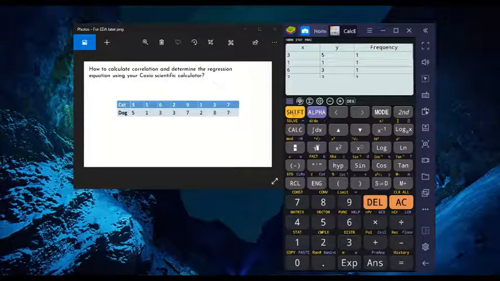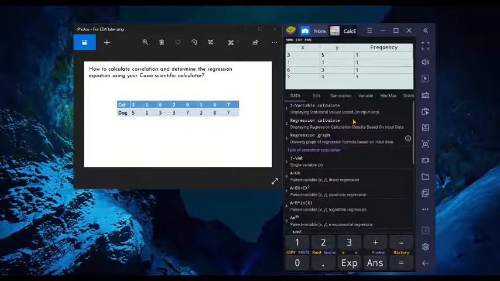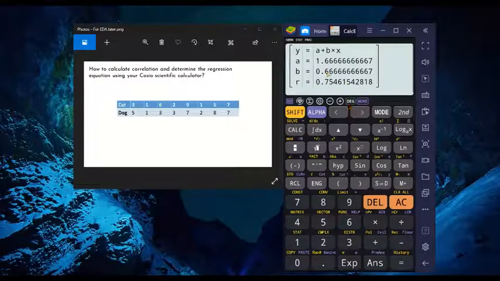First, correlation muna. So, how are you going to use the calculator to find the correlation? So, ito lang gagawin nyo. So, you press shift and stat. Okay. So, you're going to get the regression calculate. So, display regression calculate based on input data. Alright. So, based dito sa binigay na input data, the correlation R is 0.7546. So, ibig sabihin, the correlation between the cats and dogs inside the home is only 75.46%.